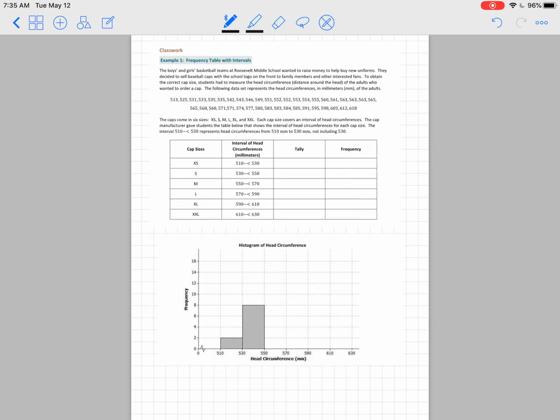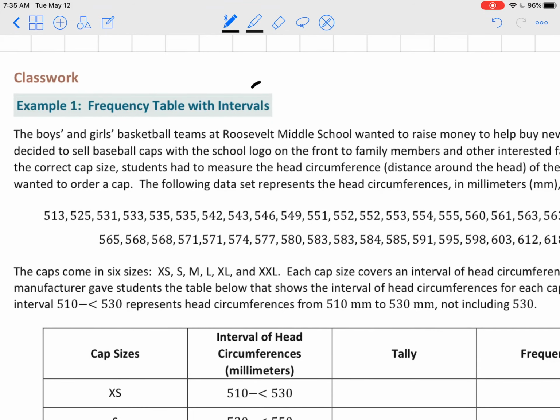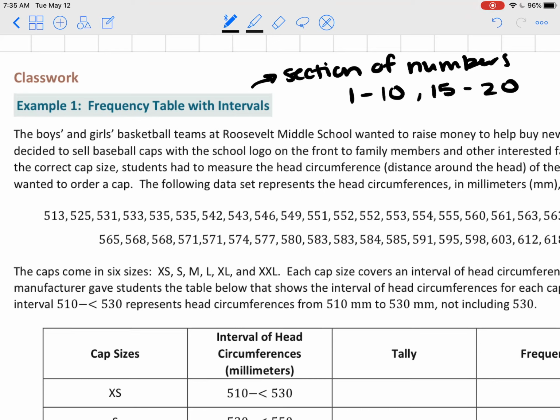Okay? An interval is just a section of numbers, and we have a bottom part of that interval and we have a top part of that interval. So maybe the interval goes from 1 to 10. Maybe the interval goes from 15 to 20. Okay, so those sections of numbers would be an interval.